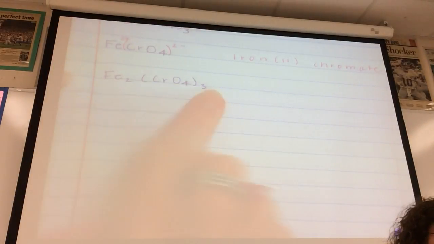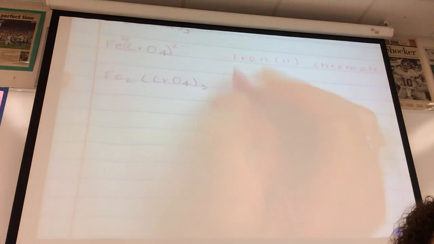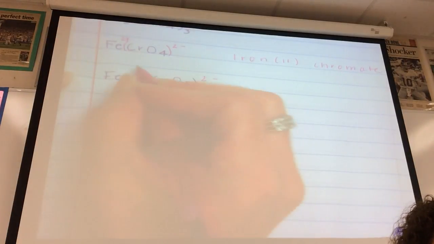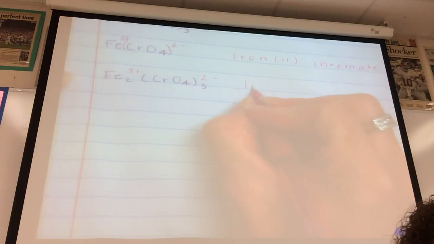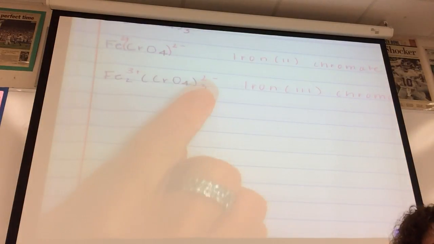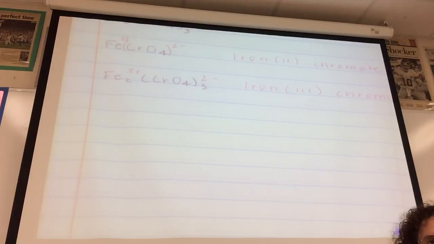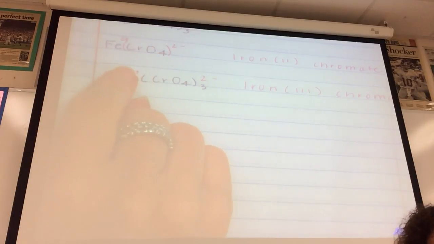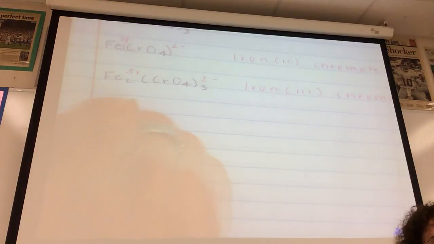Now look at this one. This is 2 minus. 3 times 2 is? Divided by 2 is? So this is iron 3 chromate. So you multiply the 2 minus times the 3 and then divide it by the other 2? Yep. And you do that every time? Yep. But if you don't have parentheses, put them in because you don't want to multiply the 4 times the 2. If you don't have parentheses, you automatically have 1 of it. So that one would be 2 divided by 1, so 2 plus. Okay, got it. All right.